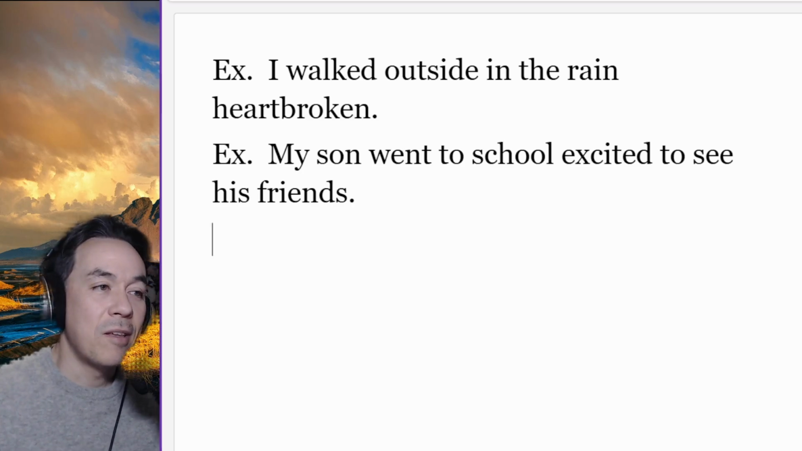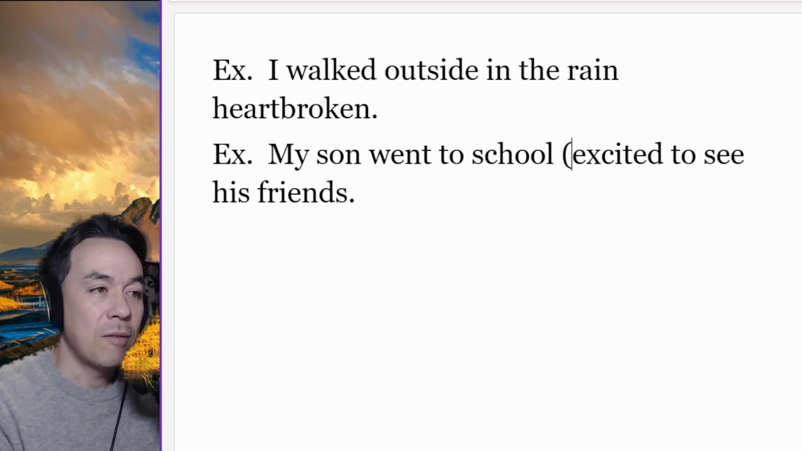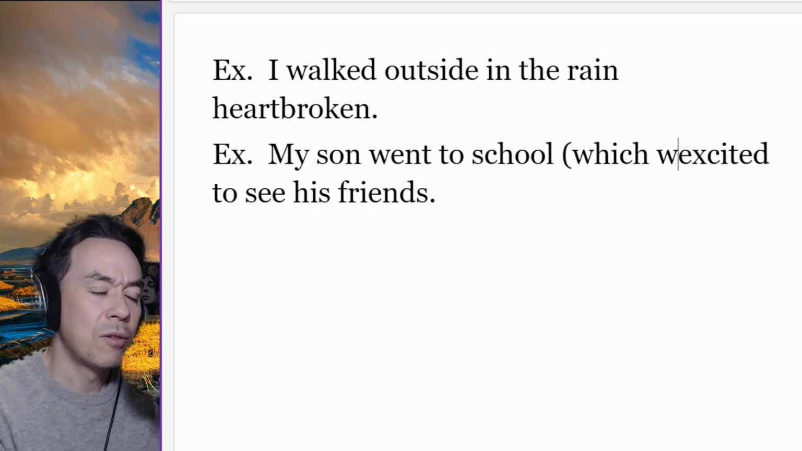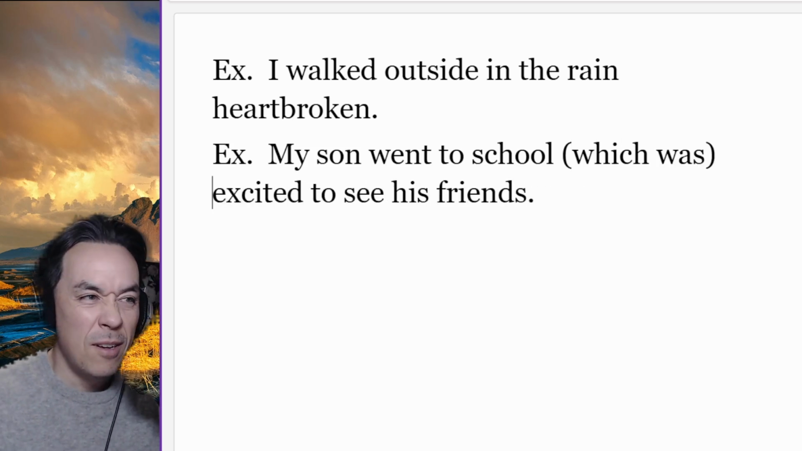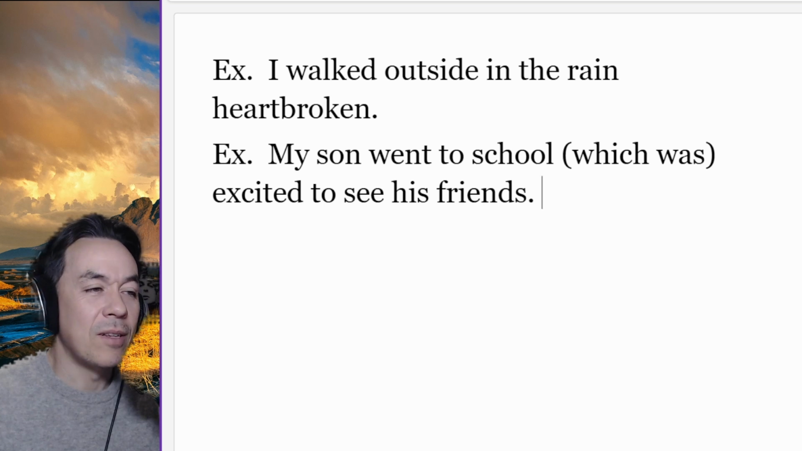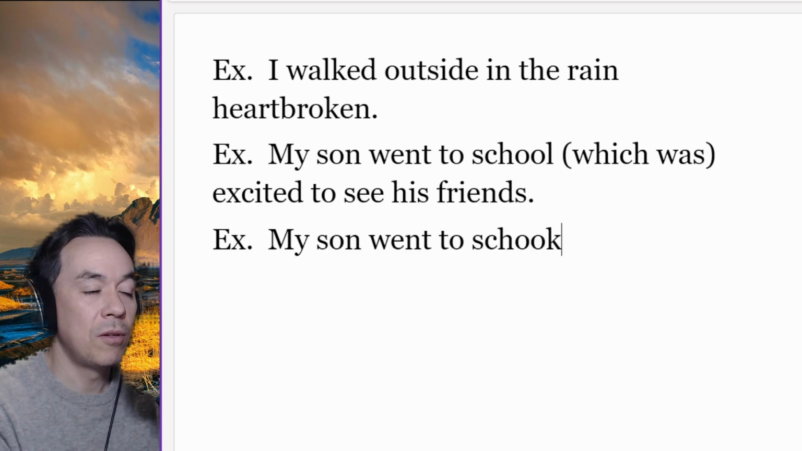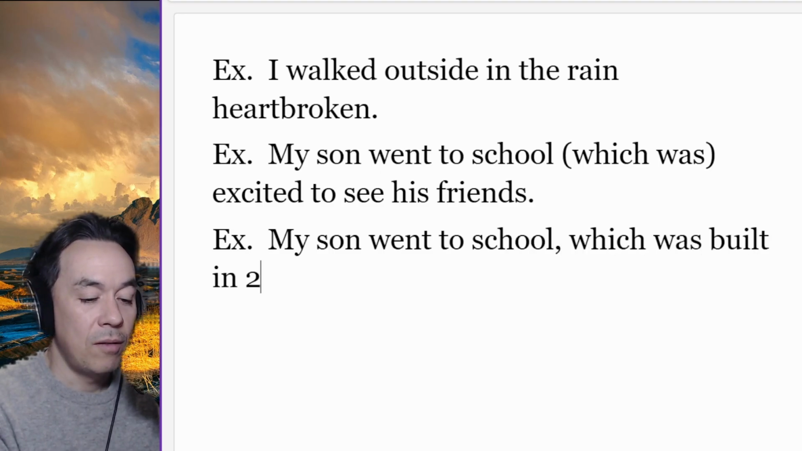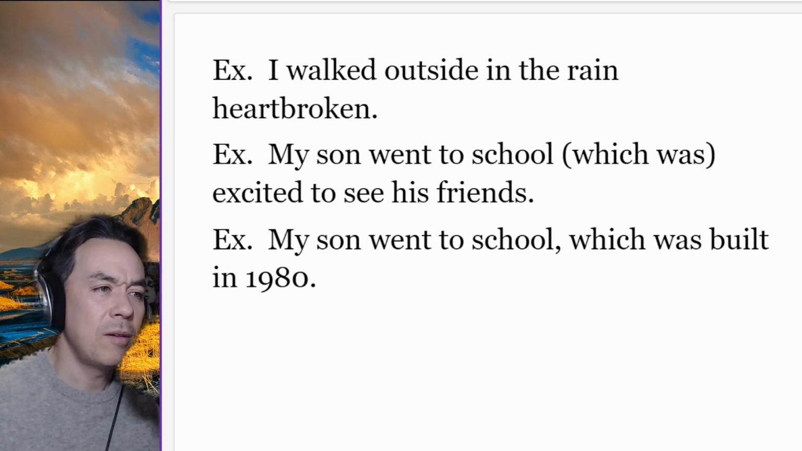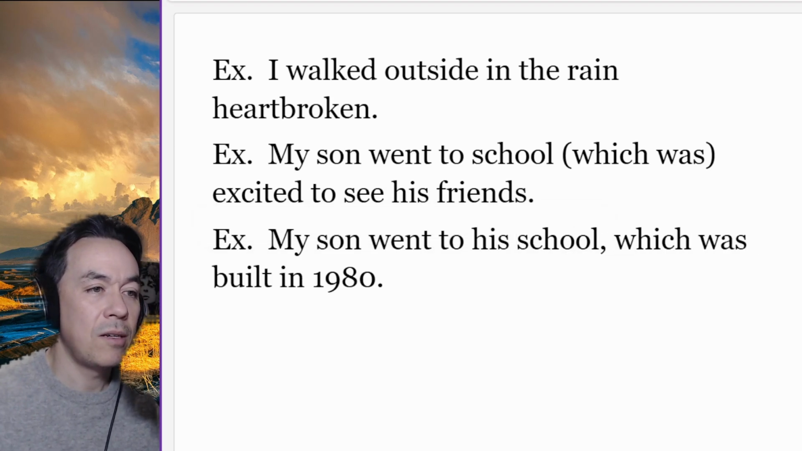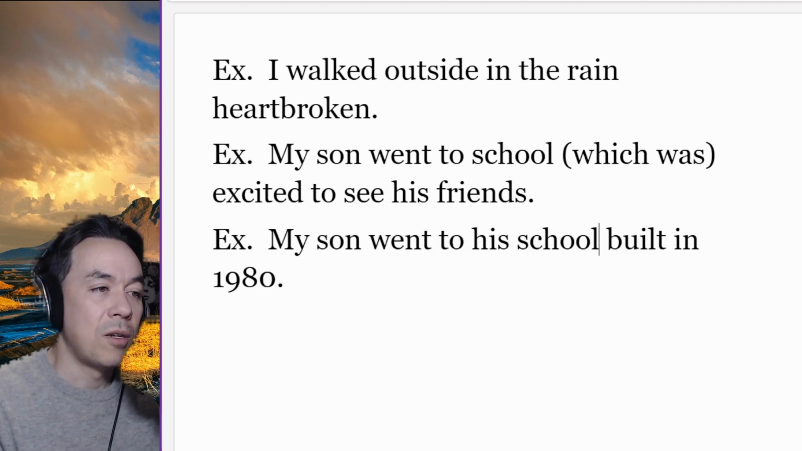And again, think about this. You might think, in the bonus explainer, you could say "the school which was excited," right? Like, for example, my son went to a school which was built in 1980. Okay, my son went to his school built in 1980. Take this out. Went to his school, built in 90.